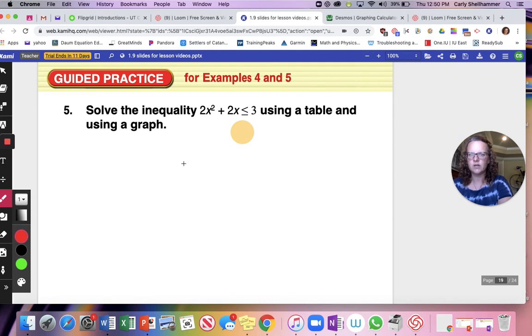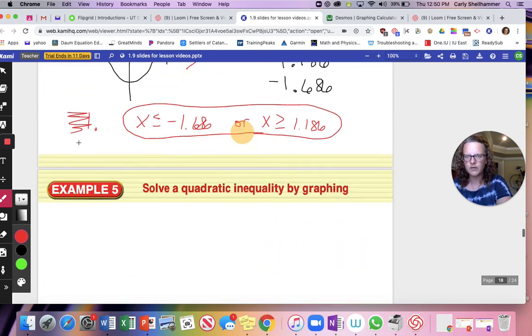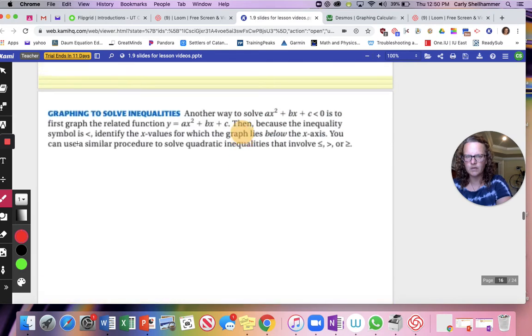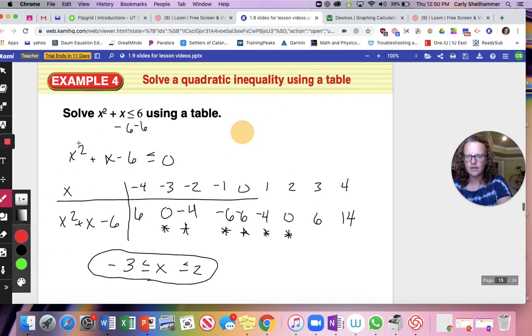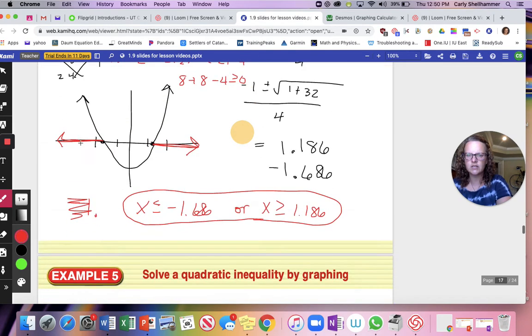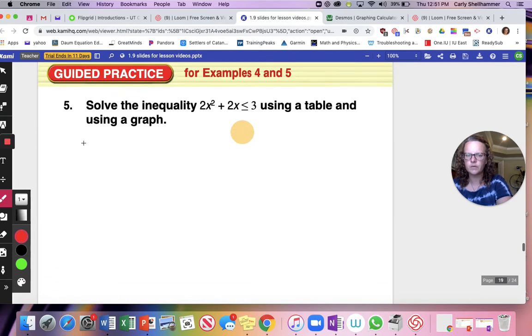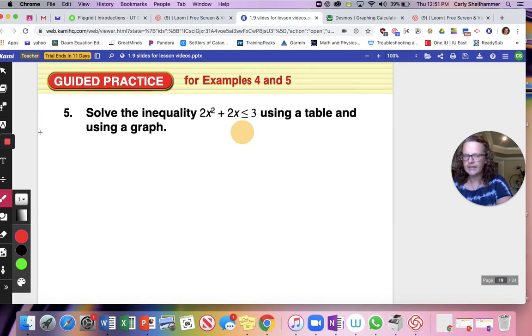All right, so solve the inequality using a table and using a graph. So let's go ahead and put it in standard form. Sorry, if we go up to this example, yep, so our equation and then the zero. Standard form would be 2x squared plus 2x minus 3, because I subtracted 3 from both sides. So our table would be an x and then the equation.